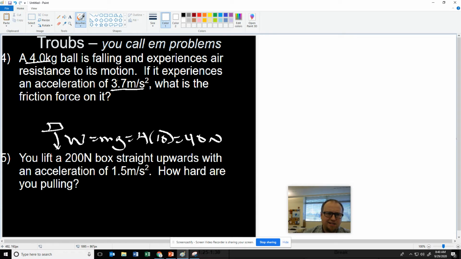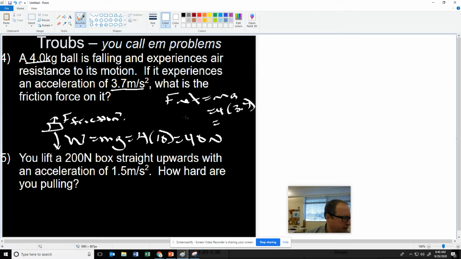Now, it has an acceleration of 3.7. That means there's some force going upwards, some force of friction. The question is, how big is that? F net equals ma. The mass is 4, the acceleration is 3.7. Let's get my handy dandy calculator, and I get 4 times 3.7, 14.8.